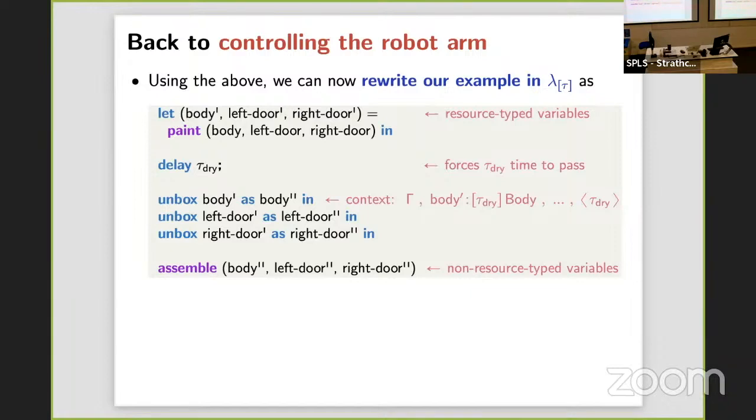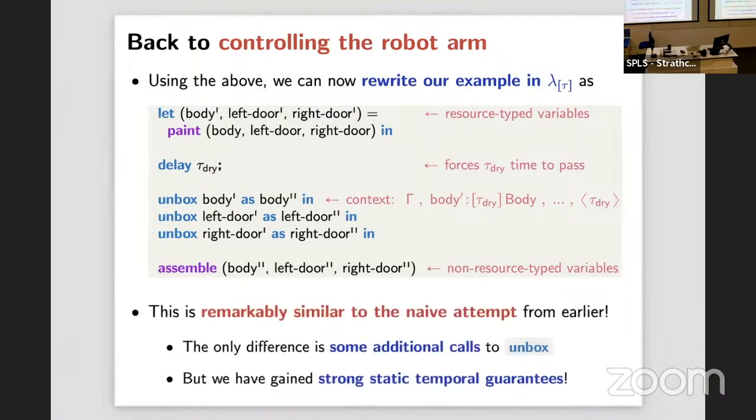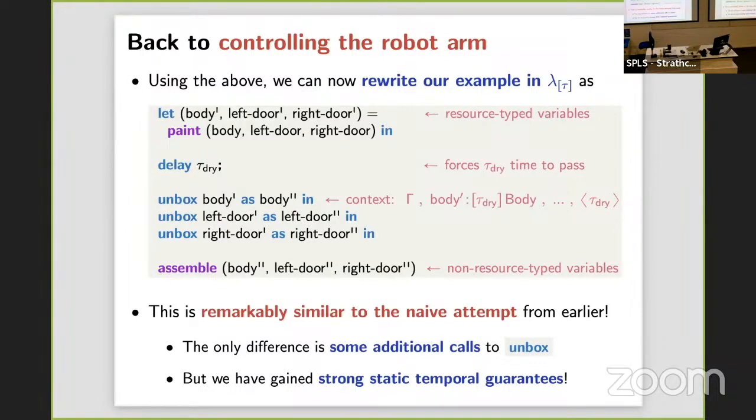And the reason why we can do it safely is that if you look at the context at this line, then we have the original gamma, the resources that we got from here, but then also the delay operation adds an additional time modality to the context. So at this point, it's now safe to unbox this value because enough time has passed. So compared to the naive solution, the only real difference is these auxiliary explicit unbox operations that you have to do. Otherwise, it looks like what you would have done in a very naive approach, but now it's type safe. So you can't suddenly or accidentally move this delay after the assemble or leave out this delay altogether, because otherwise the unboxing wouldn't work anymore.